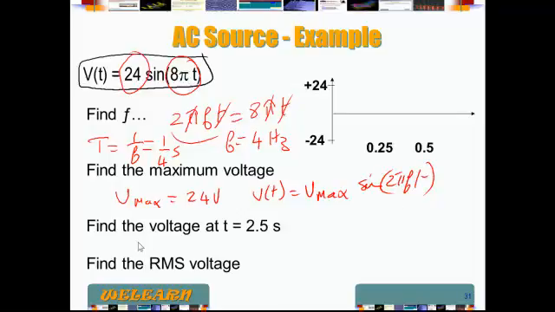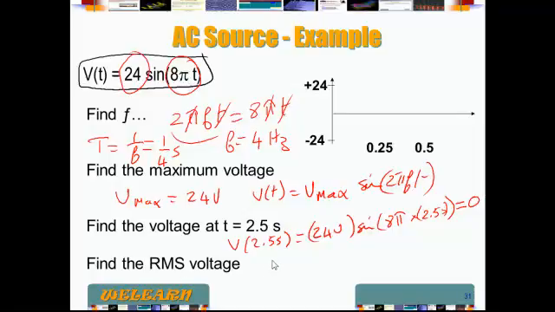Now, the next question is find the voltage at t equal 2.5 seconds. So we just plug it in. V at 2.5 seconds is going to be equal to 24 volts times sine of 8 pi times 2.5 seconds. 2.5 times 8, that's going to make it 2. So sine of 2 pi is 0, so we get 0 here. So the voltage at 2.5 seconds is 0.